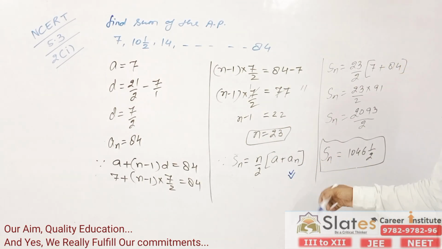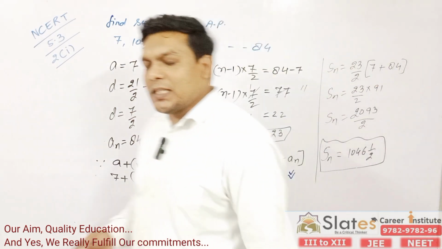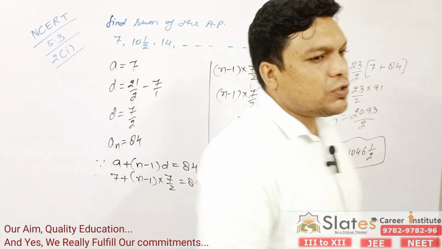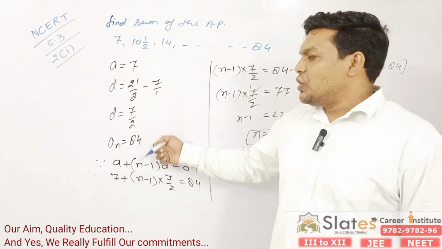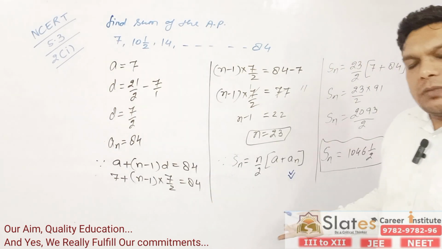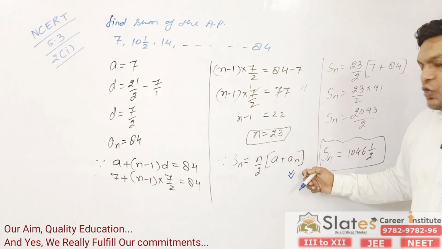You can find this by using the first formula, Sn is equal to n upon 2 bracket 2a plus n minus 1 into d, because now we have a, d and n, all the terms. But this formula makes the question easy.